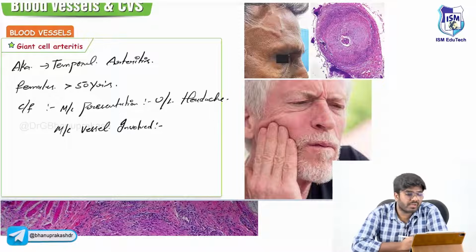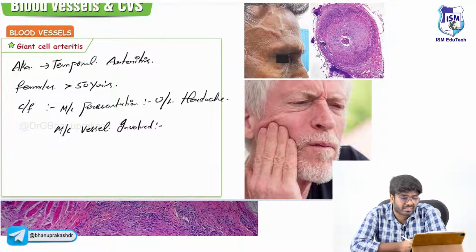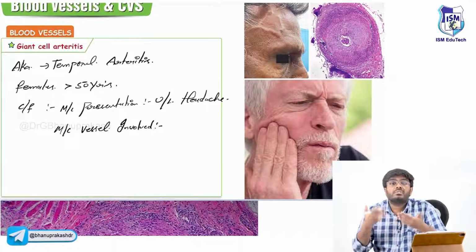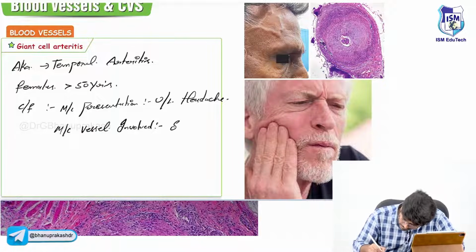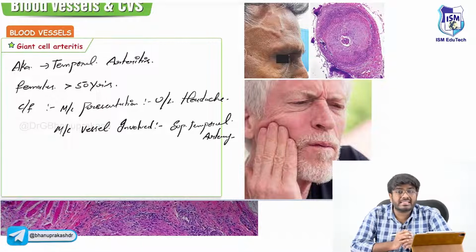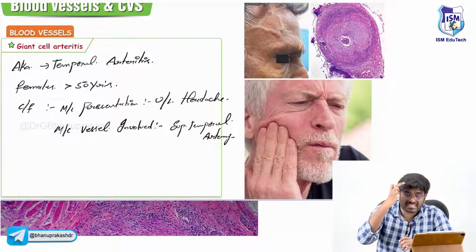You know what is the most common blood vessel that is involved in this type of vasculitis? This is in the name itself. It is a temporal arteritis. So it's a superficial temporal artery. Okay, the superficial temporal artery that is getting inflamed, sir. That is a temporal arteritis.